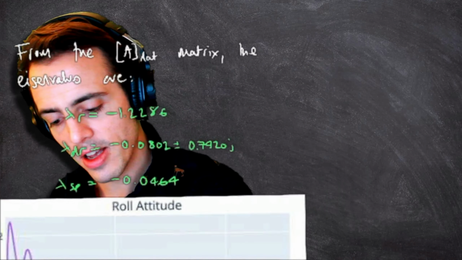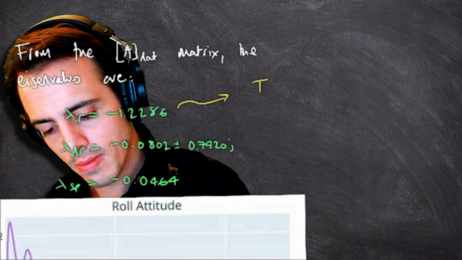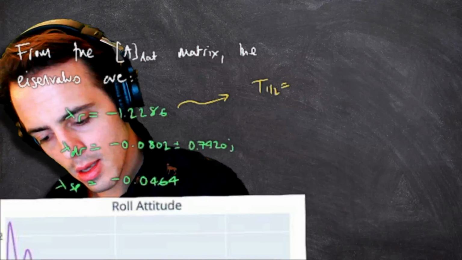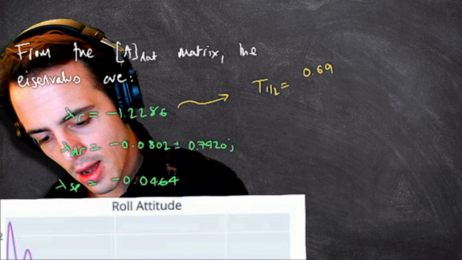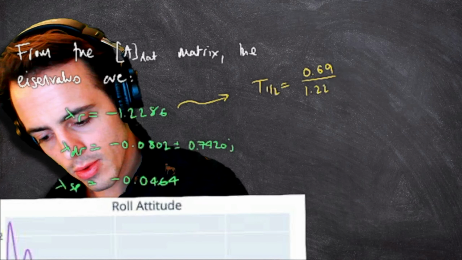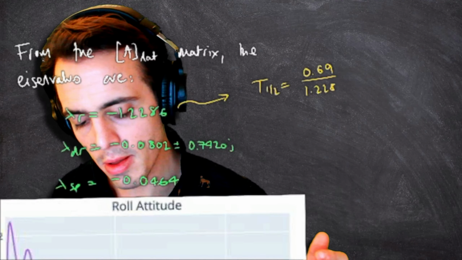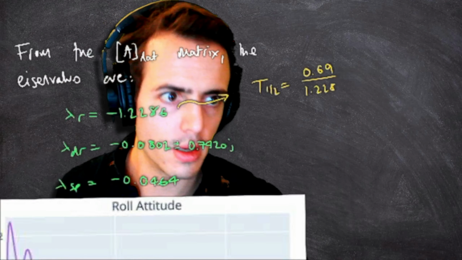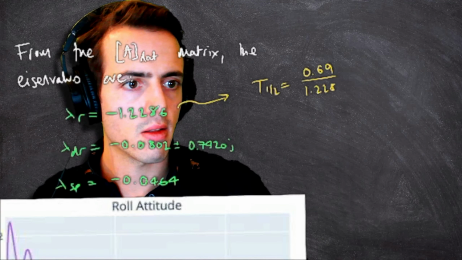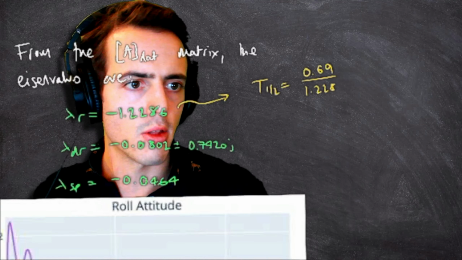So the time to half amplitude is 0.69 divided by 1.228. So we can see it's going to be a number that's about half a second probably. So what is that? I'll just do this for real.